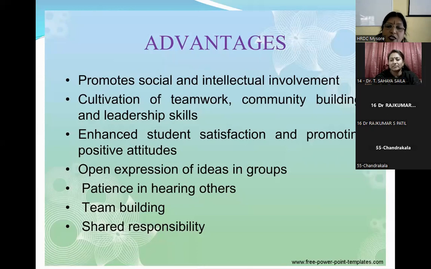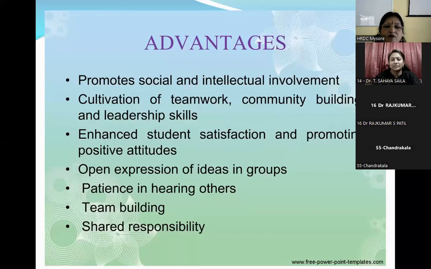Open expression of ideas in groups. So they need not worry. Usually, if it is a class, many of them may not open up because it's a huge class. When they are in groups of, say, 3, 4, or 5, they open up and they express their viewpoints in their groups. Patience in hearing others.